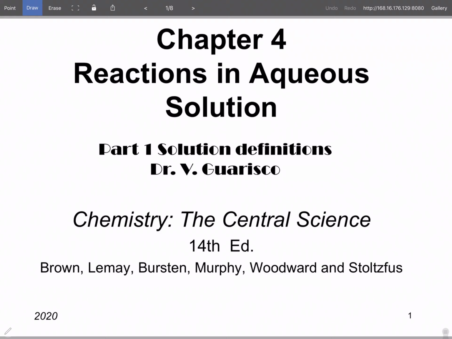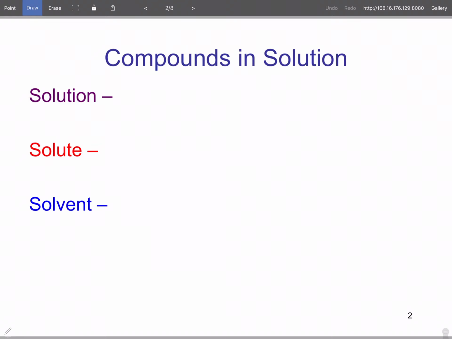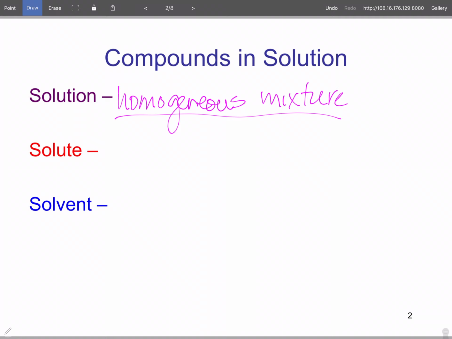Solutions. This is critical to do before you try the chemical reactions lab. Okay, first thing we're going to start with is definitions. A solution is a homogeneous mixture. And we talked about mixtures before, and we did mention that this was a homogeneous mixture, and that we would talk about it later.